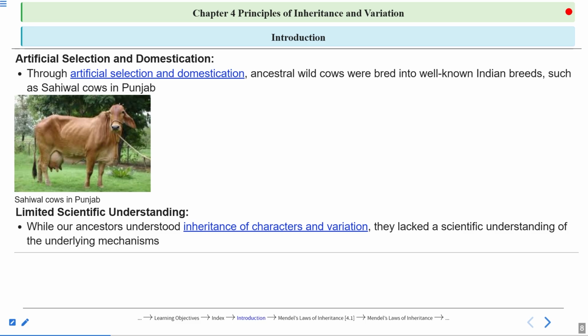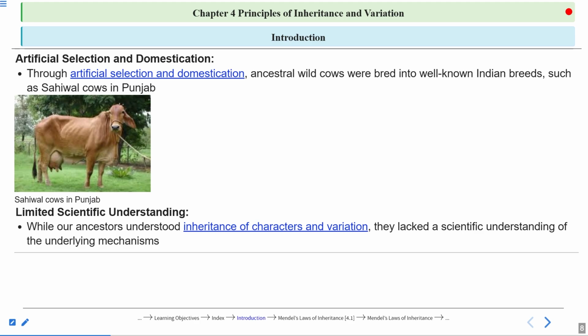Now we know that genes are inherited, and genes are segments of the DNA. So basically DNA is inherited from the parents to the progeny, and DNA carries all the information. Okay, the genes code for a particular trait. Okay, clear? So genes are passed on from the parents to the offspring.